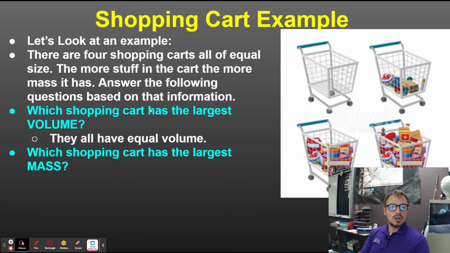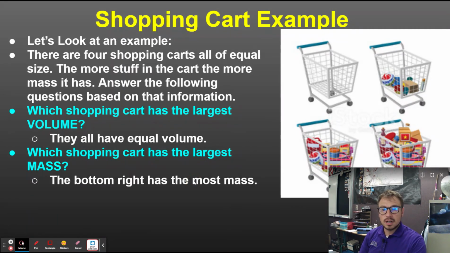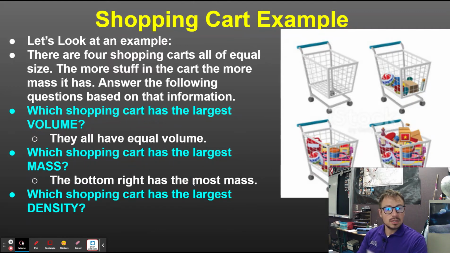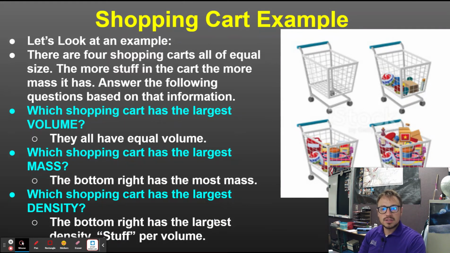Now, which shopping cart has the largest mass? Think about which one is harder to push. Which one has more stuff in it? Well, it's going to be the full one, the bottom right one. That has the most stuff. Now, density: we know it's the same volume, and the bottom right has more stuff in the same amount of volume, so it's going to be more dense.